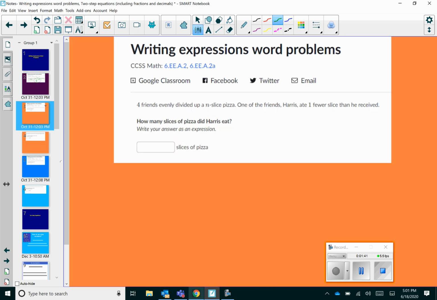4 friends evenly divided up an N-slice pizza. One of the friends, Harris, ate one fewer slice than he received. How many slices of pizza did Harris eat? Well, now we have 4 people dividing an N-slice pizza. So you have N total slices split up among 4 people, and then Harris ate one fewer. Okay, let's say the pizza has 16 slices. 16 divided by 4 means that everybody received 4 pieces, and then minus the 1 means Harris would have eaten 3 pieces. So as you can see, hypothetically plugging in a number, it works.